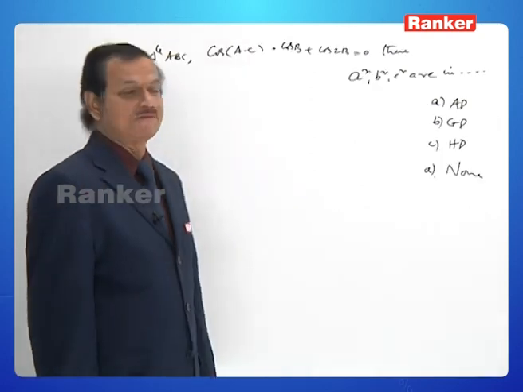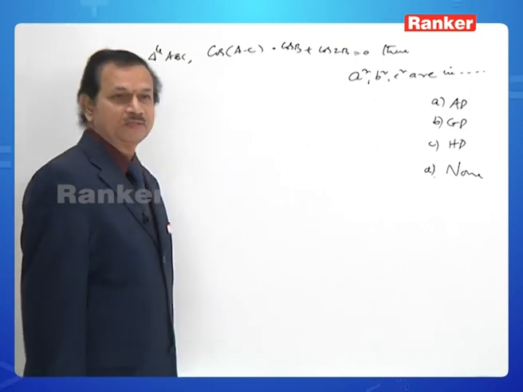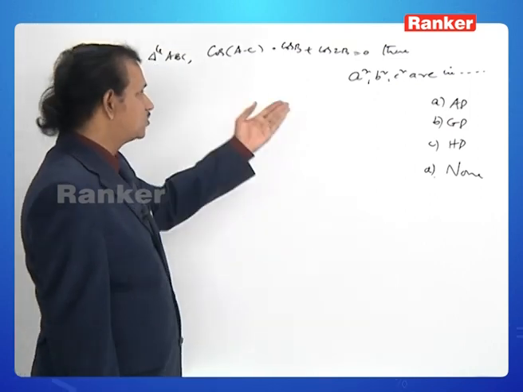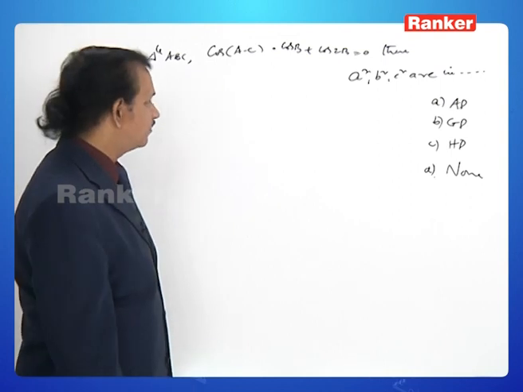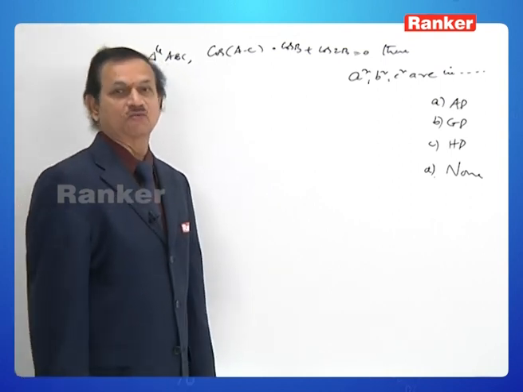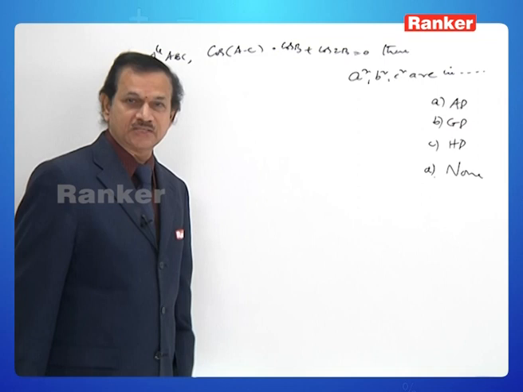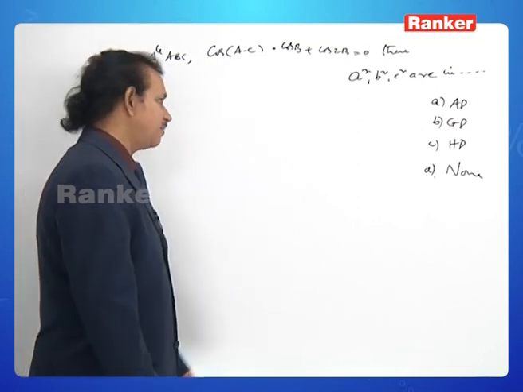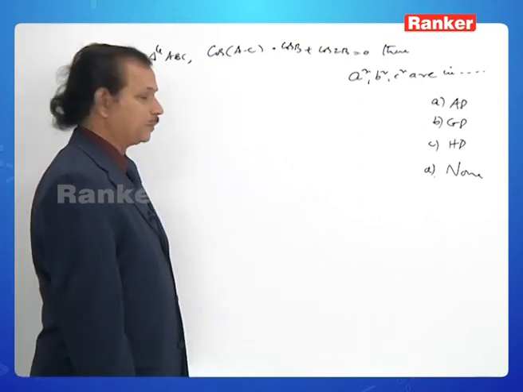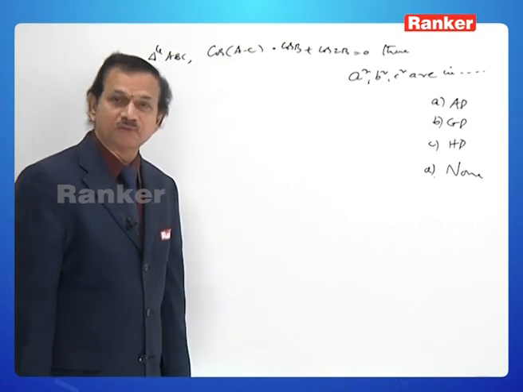The next problem before us is, in a triangle ABC, cos of A minus C into cos B plus cos 2B is equal to 0. Then A square, B square, C square are in what progression they are supposed to lie? Is it an AP or a GP or a HP? That is the thing we are supposed to decide.